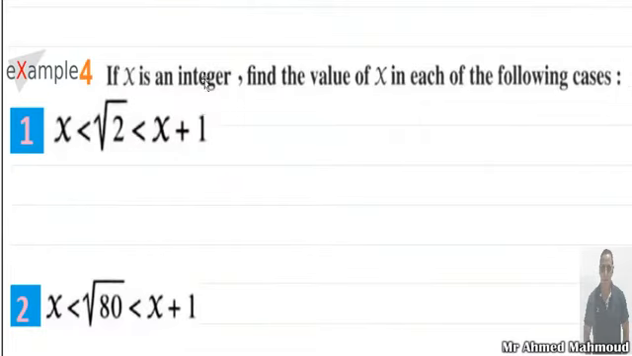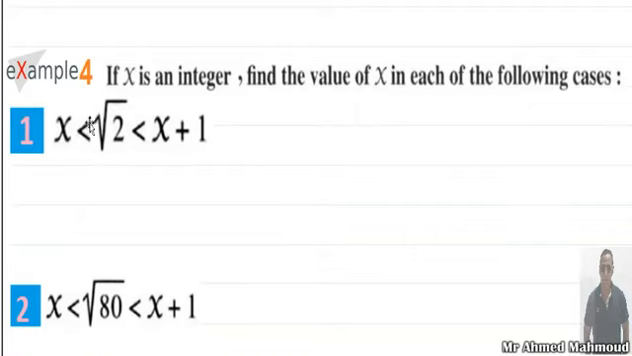If x is an integer, again, x is an integer. Integer means whole number. Find the value of x in the following cases. Here x is an integer. I need to find root 2 greater than x and smaller than x plus 1. It means that root 2 is included between two consecutive integers.